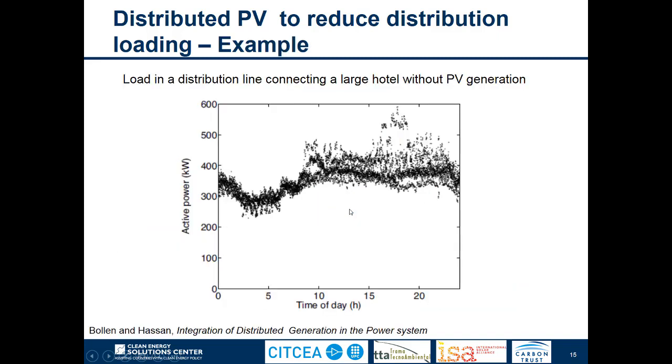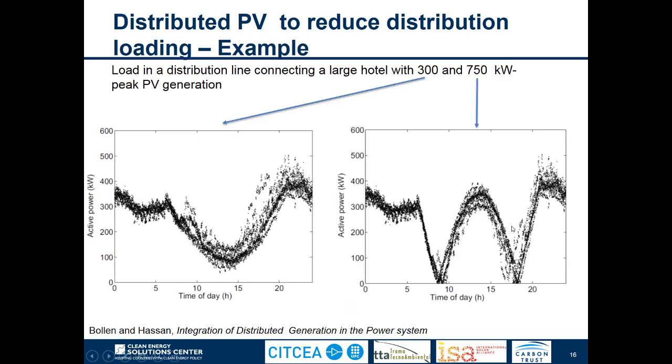Here we will see an example of this. In the figure, we see an example of the load in a distribution line connecting a large hotel without any kind of PV generation. We see that for different hours of one entire day, the active power is varying in a range between 250 and almost 600 kilowatt. If we install some PV in this same hotel, we can see what happens with the total power.